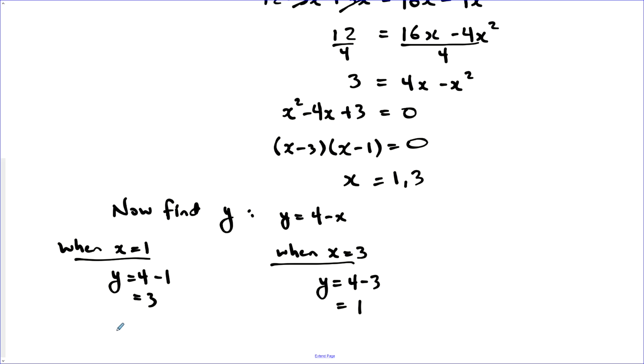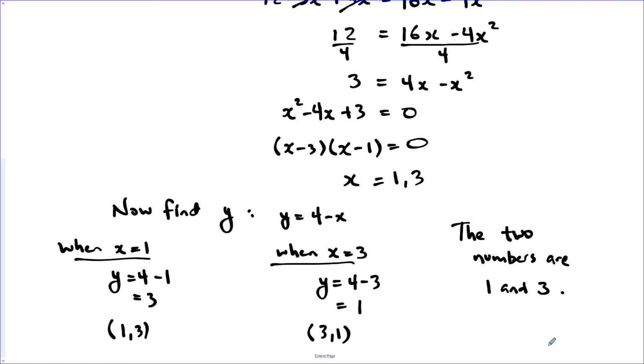Now we see that this one gives us 1 and 3 as the two numbers, and this one gives us 3 and 1 as the two numbers. So really, mathematically, x and y's were both the same, and that's why it's just giving it to us in two different orders, saying x could be this and y could be this, or the opposite. So we don't need to worry about that. The two numbers are 1 and 3.